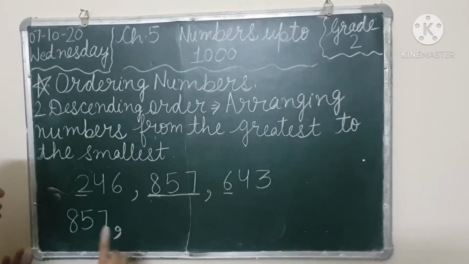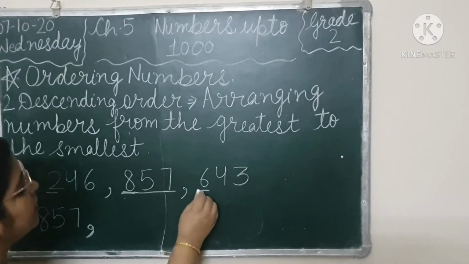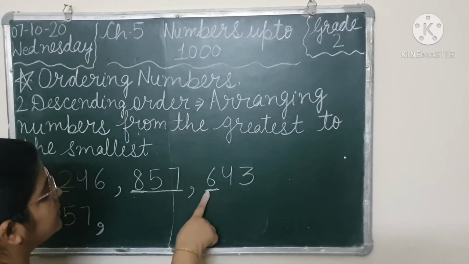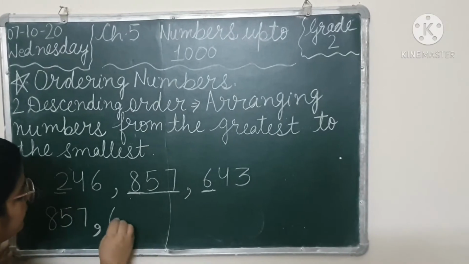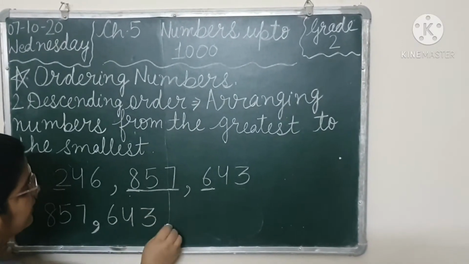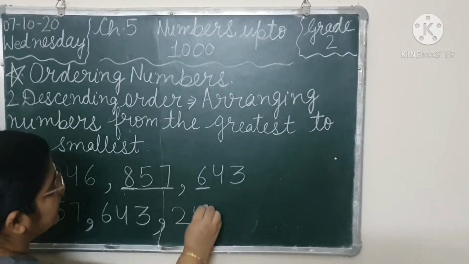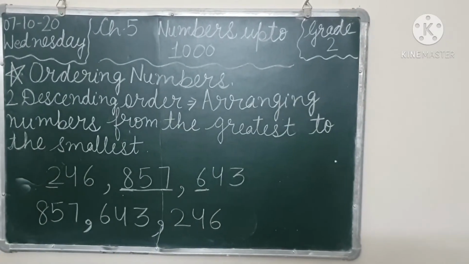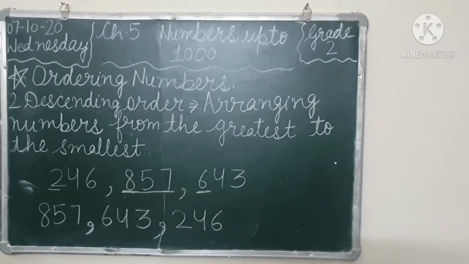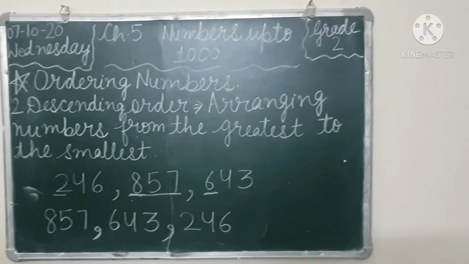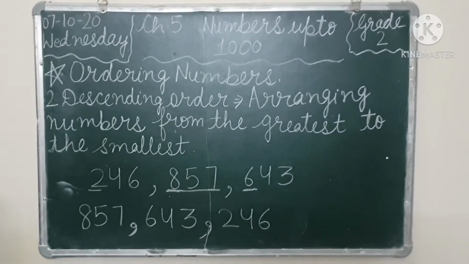Next, after 857, we have 643, and then last is 246. 246 is the smallest number. सबसे बड़ा नंबर 857 है, उसके बाद 643 and then 246.